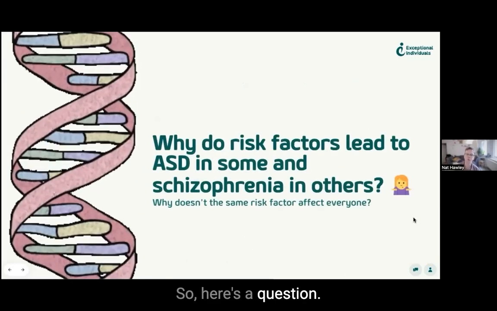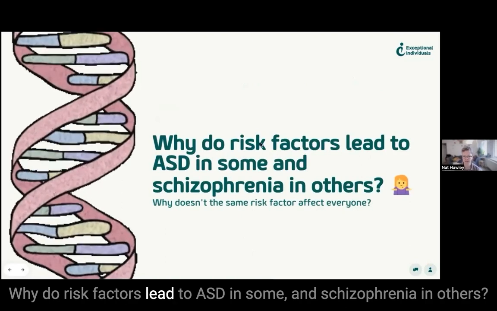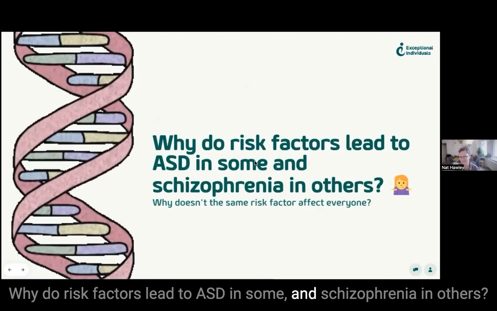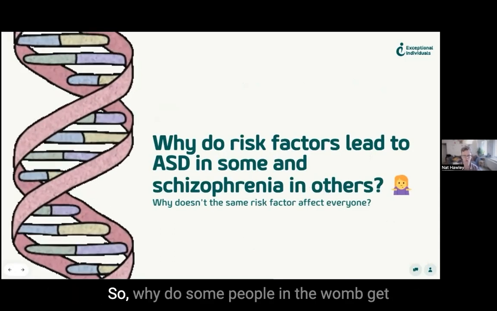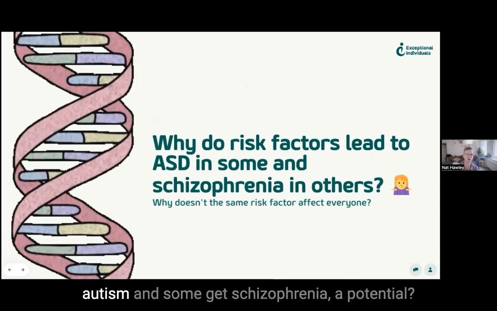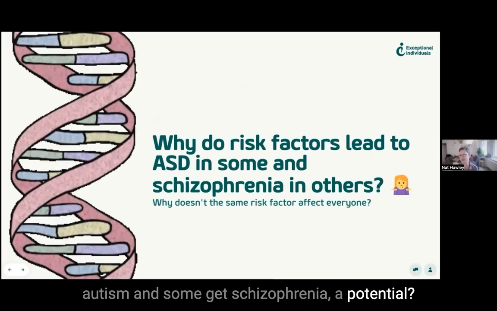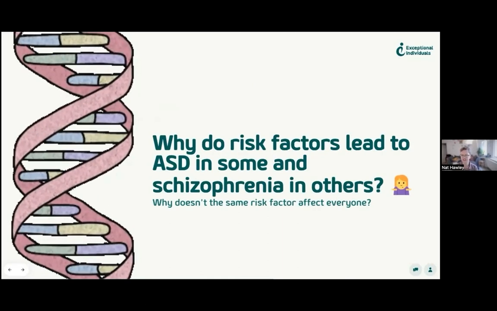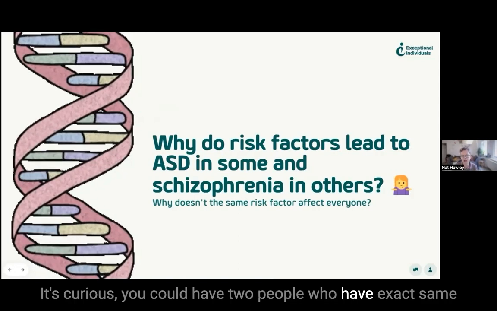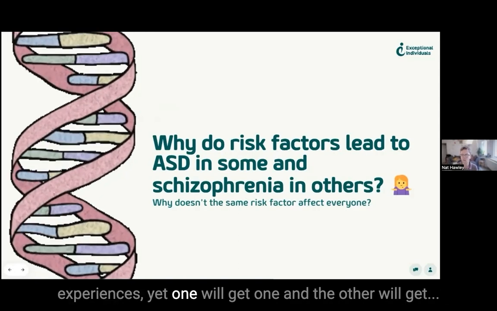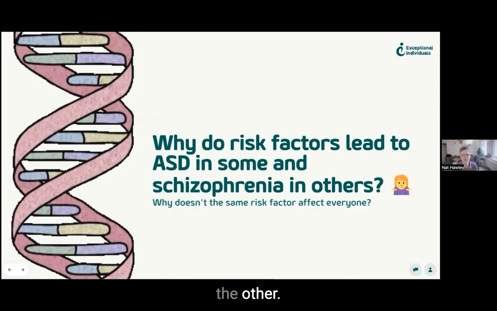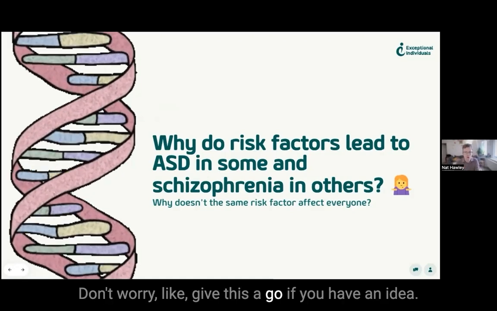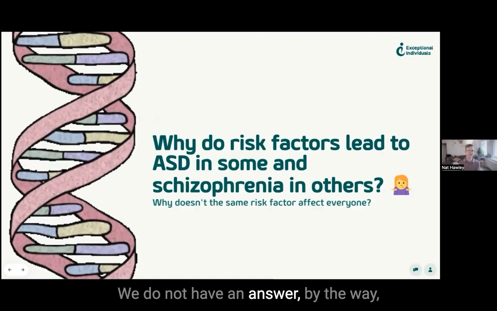So here's a question. Why do risk factors lead to ASD in some and schizophrenia in others? So why do some people in the womb get autism and some get schizophrenia, potentially? Why do smoking or poor food increase the likelihood of one and not the other? It's curious. You could have two people who have exact same experiences, yet one will get one and the other will get the other. Don't worry, give this a go if you have an idea. We do not have an answer, by the way. You can't really get this right or wrong.